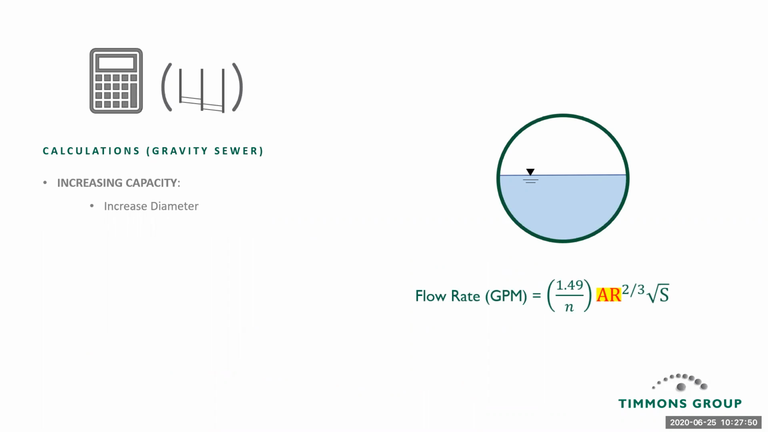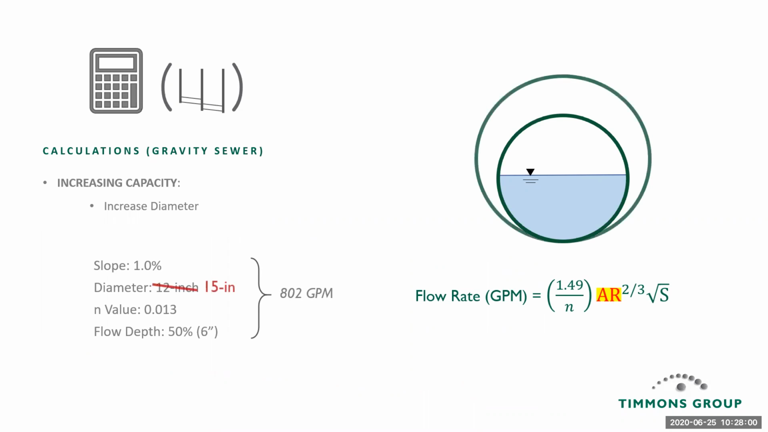Increasing the diameter will change the cross-sectional area of the flow and will also change the wetted perimeter. So back to this same theoretical pipe, if we changed the 12-inch pipe to a 15-inch pipe, and we assume that we keep the same 50% flow depth, so the depth of flow now goes to 7.5 inches, you can see the new cross-sectional area of flow. The output goes from 802 gallons a minute to 1,454 gallons per minute.